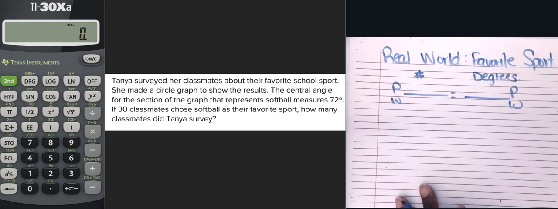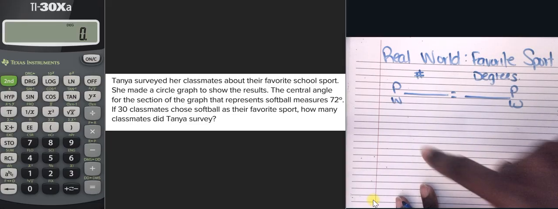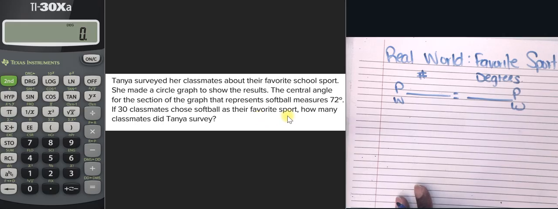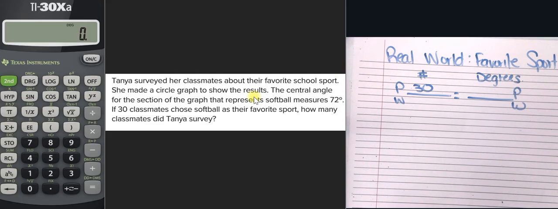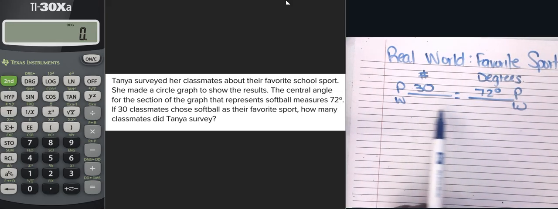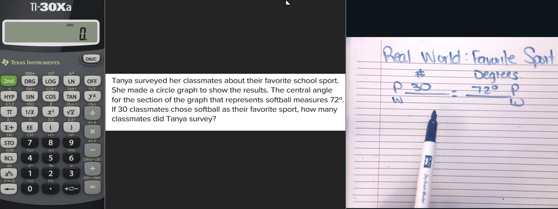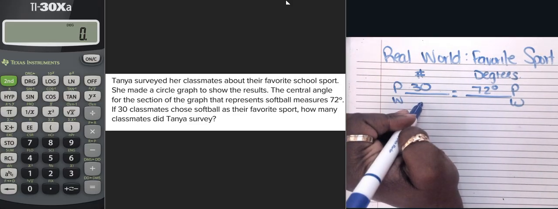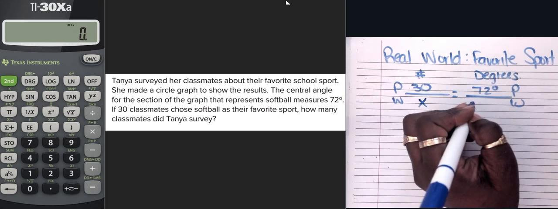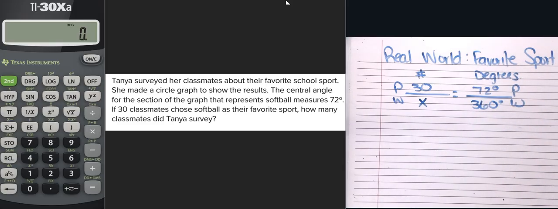So what do we have from the story in terms of the numbers? Well, it said 30 classmates chose softball as their favorite. That tells me that's the part, not the whole. So we know that there's 30 here. And then what else do they give us? They also tell us about 72 degrees for the measure. So again, that's the part. We're missing one more piece of information in order to solve this. We don't know the whole number of students that was surveyed. That's the whole reason the problem exists. But we do know the degrees for a whole circle, which is 360 degrees.